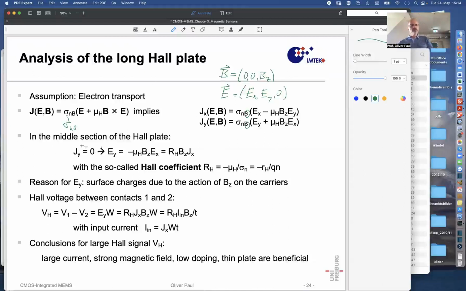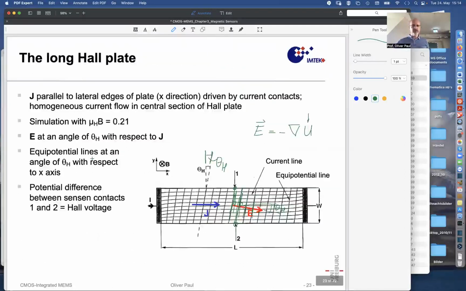And so in the middle section of the Hall plate, what do we have? We have definitely J in the Y direction is 0. So let me put some axes on this Hall plate. This is the X axis, and this is the Y axis. And then perpendicularly, here is the scale. Perpendicularly, we have the Z axis.